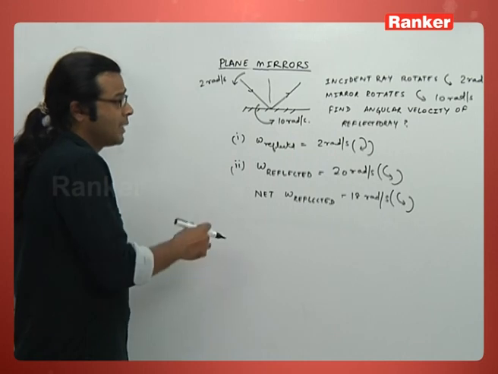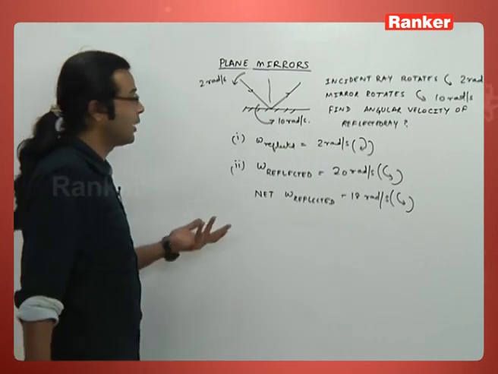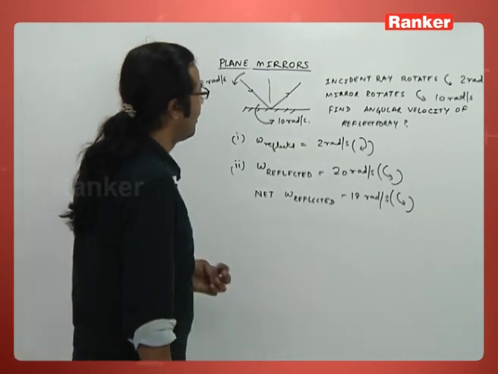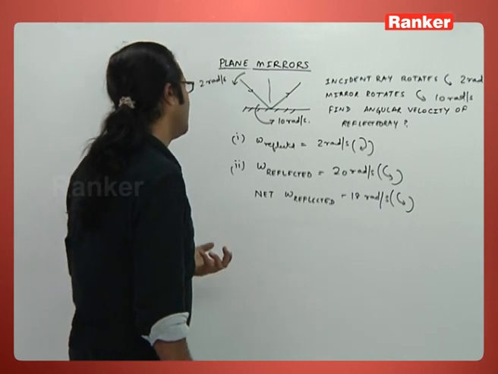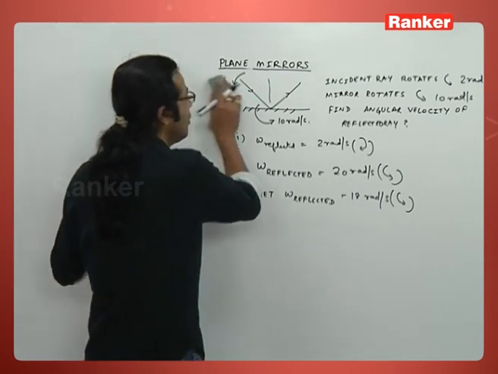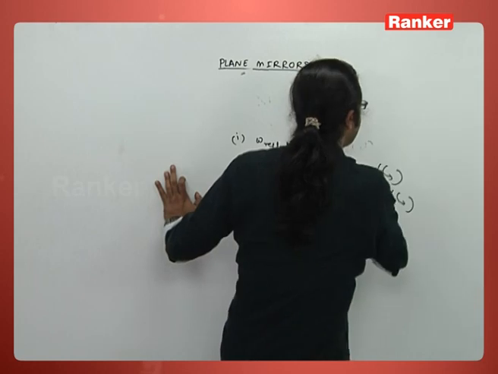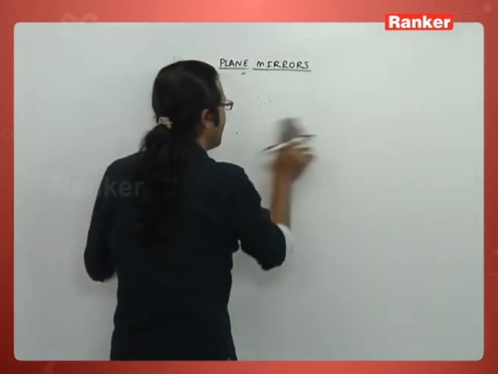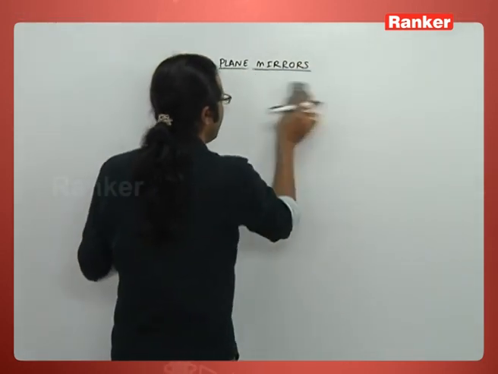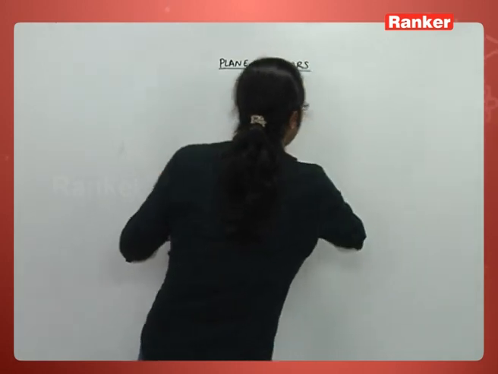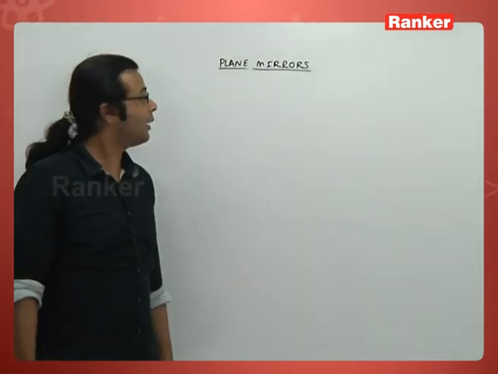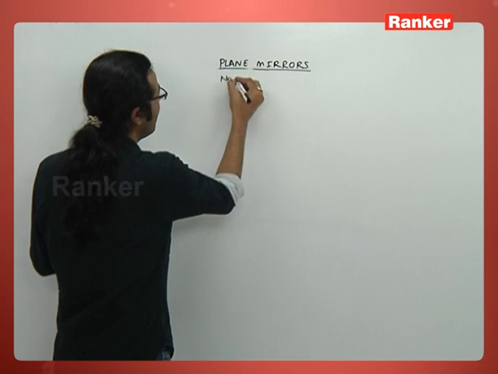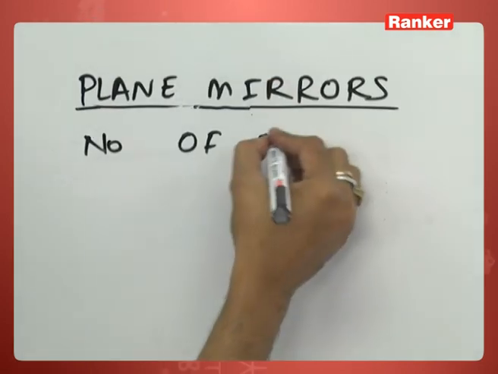Next we discussed the rotation of either the incident ray or the mirror. Let us go with the next, the last part of the discussion of a plane mirror, which is very essential. So next we will have the number of images.